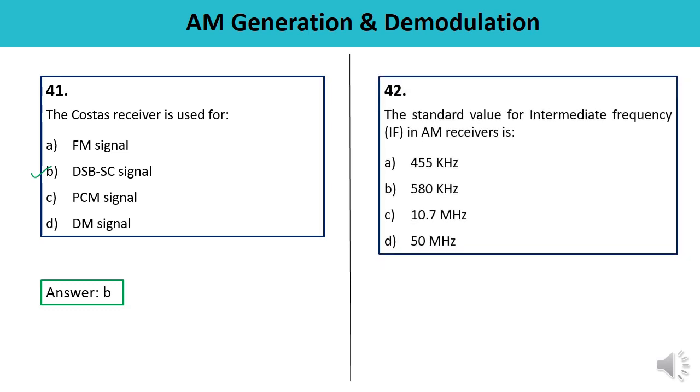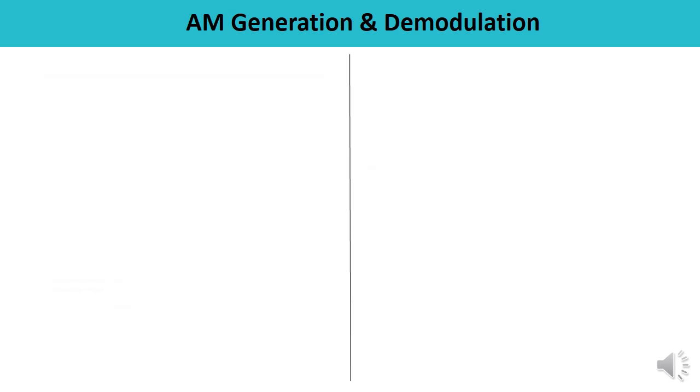Question number 42. The standard value of intermediate frequency, IF, in AM receiver. So the standard value is 455 kilohertz. You can quickly pick this answer, because intermediate frequency is a frequency at which the received carrier frequency is shifted for the detection of the message signal. So here IF is generated and it is shifted for the further amplifiers and detectors, and in superheterodyne AM receivers an intermediate frequency of 455 kilohertz is used. A option is the correct answer.